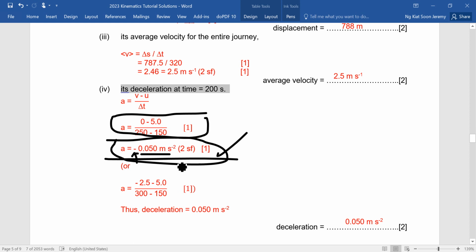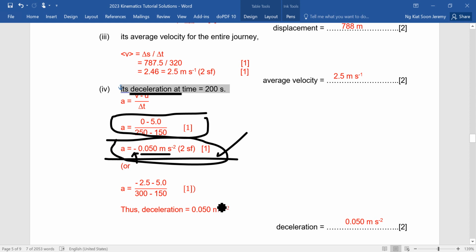So back to the question. If you want deceleration, you find the gradient, which is the acceleration. The gradient got a negative sign. You don't worry about the negative sign, you just take the magnitude. If this were positive, you also don't care about the positive sign. You just take the magnitude, and that's the deceleration.